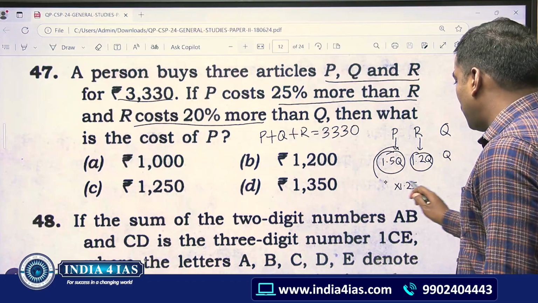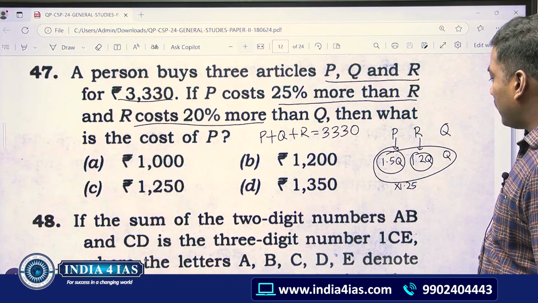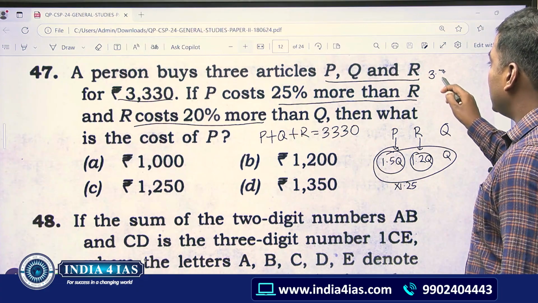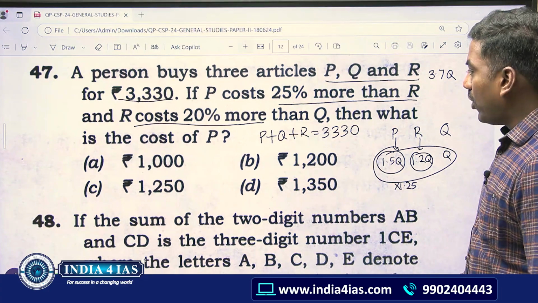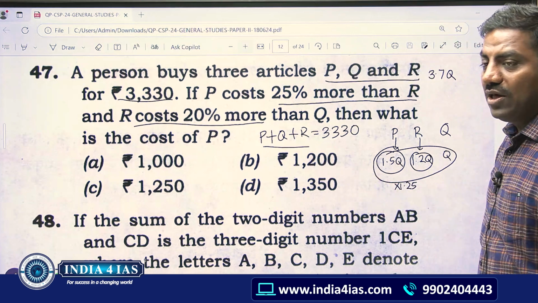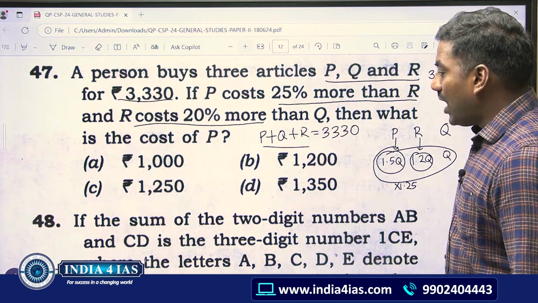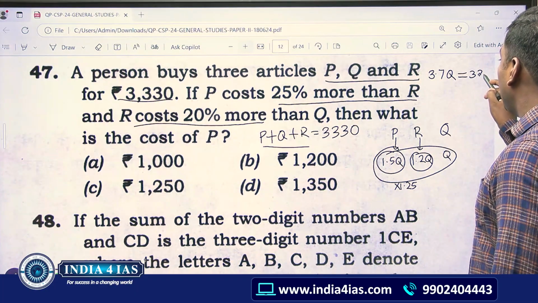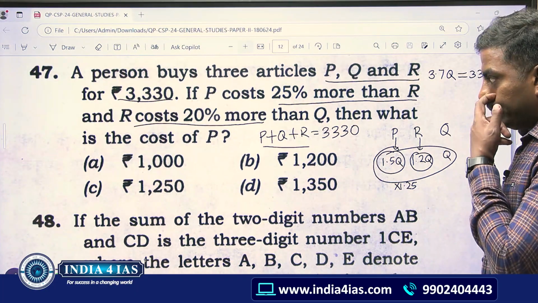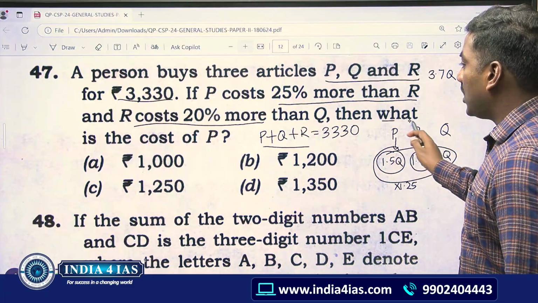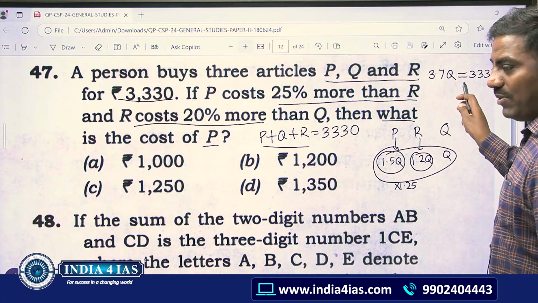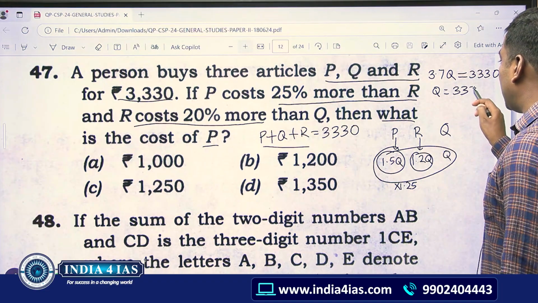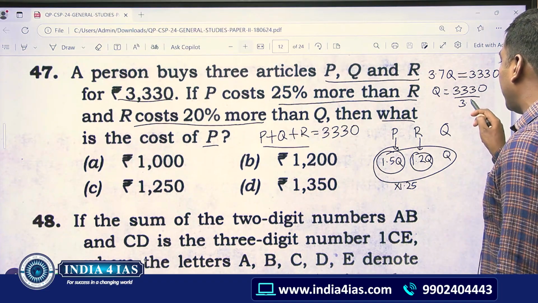So if you make the sum of these three, 1.5 plus 1.2 plus 1, that is 3.7 Q. 3.7 Q is nothing but the value of PQR. Value of PQR, if you make the sum, is 3.7 Q. 3.7 Q is 3,330. Now, they are asking, what is the cost of P? But let me find out Q here. So, Q is equal to 3,330 divided by 3.7.